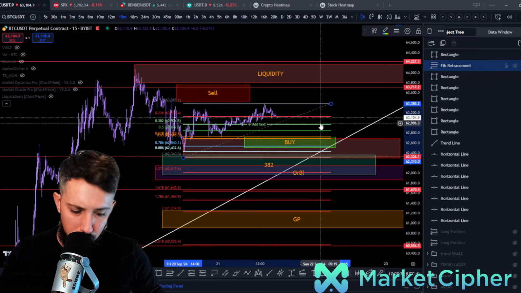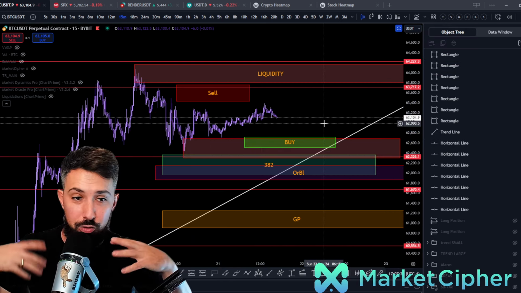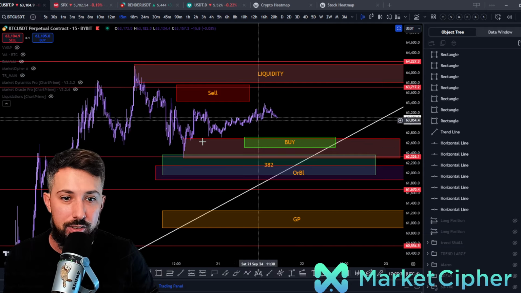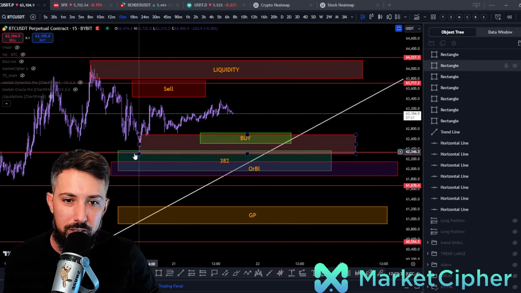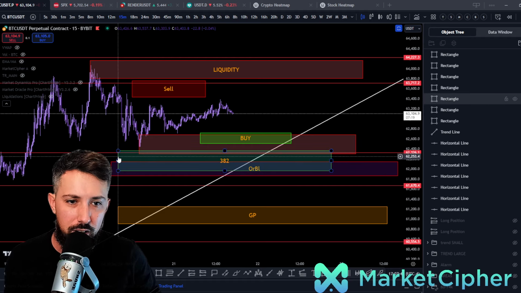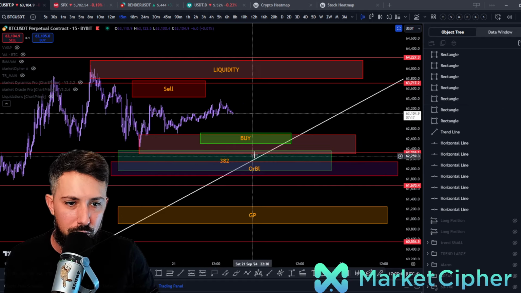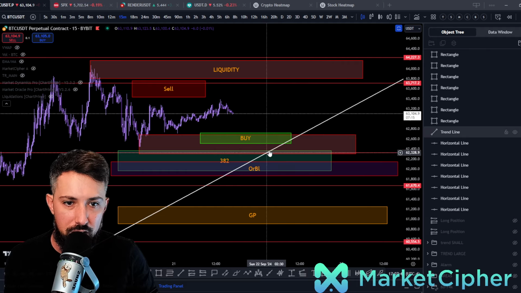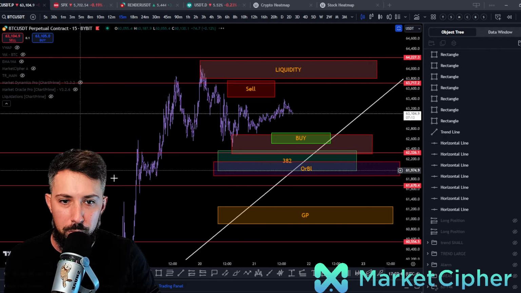So now that we've stacked all this confluence, what the heck do we do with all this, right? So we want to prioritize, right? So we know the 382 isn't as strong as a golden pocket. However, we do have a big trend line coming up throughout here, an order block down below here.